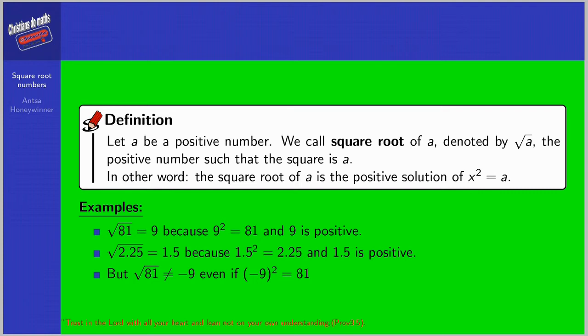But we do not have the square root of 81 equal to minus 9, even if minus 9 squared equals 81. Why? Because minus 9 is a negative number.